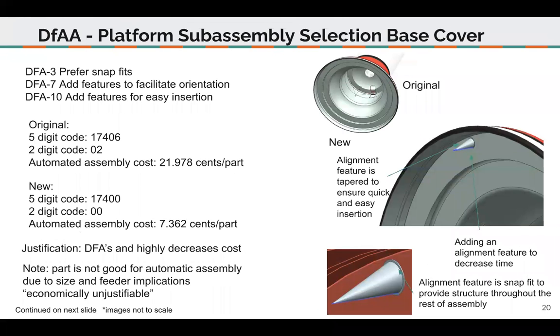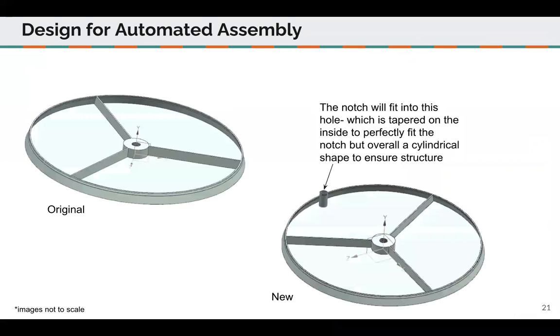Next is our base cover subassembly. We add an alignment feature, which also comes with snap fits and a tapered fit for easy insertion, and we cut our costs to about a third. And then from the previous slide, our extrusion will fit into this notch or hole.